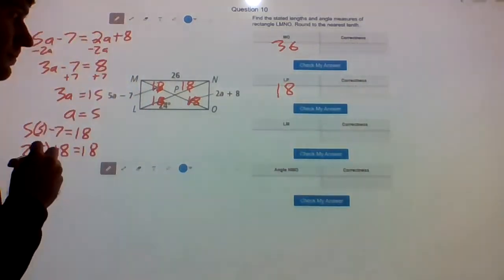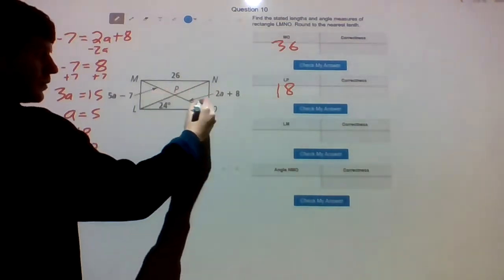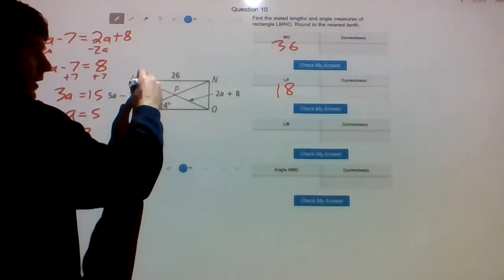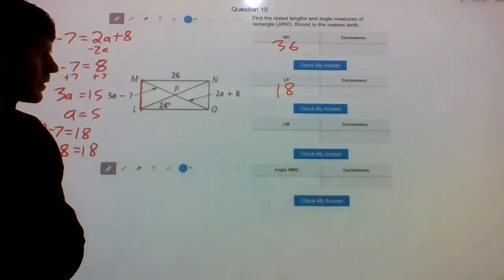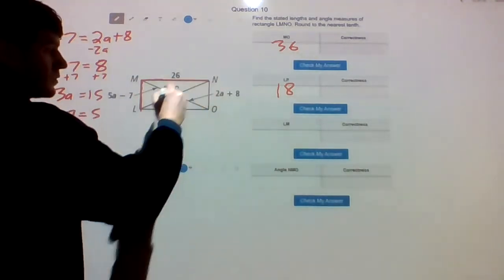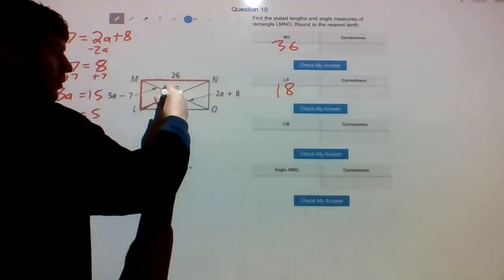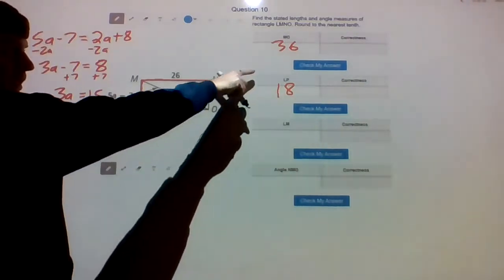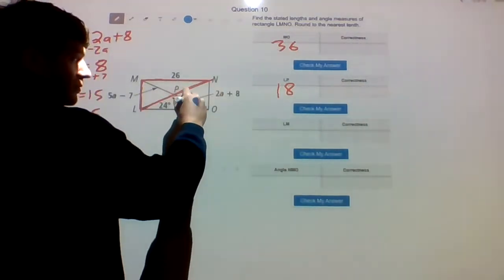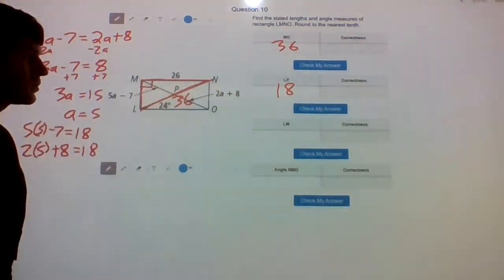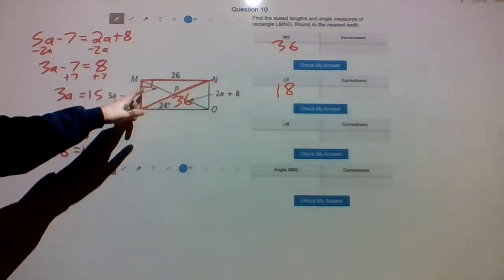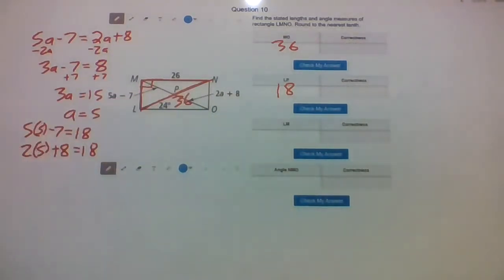Okay, I'm going to erase this so we have more room. So we're looking for LM. We have MN is 26, and we know LN is a diagonal, that's going to be equal to 36. So we have, again, a right triangle, because this is a rectangle, so all the angles in the corners are right angles, they're 90 degrees.